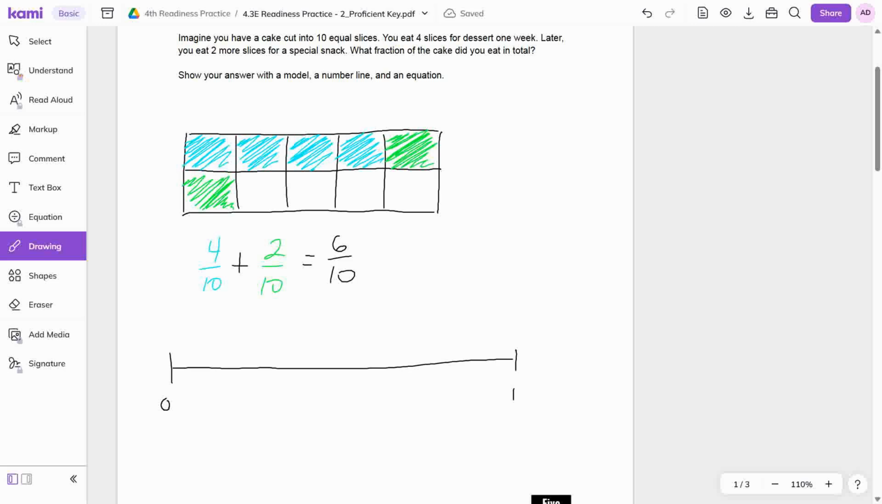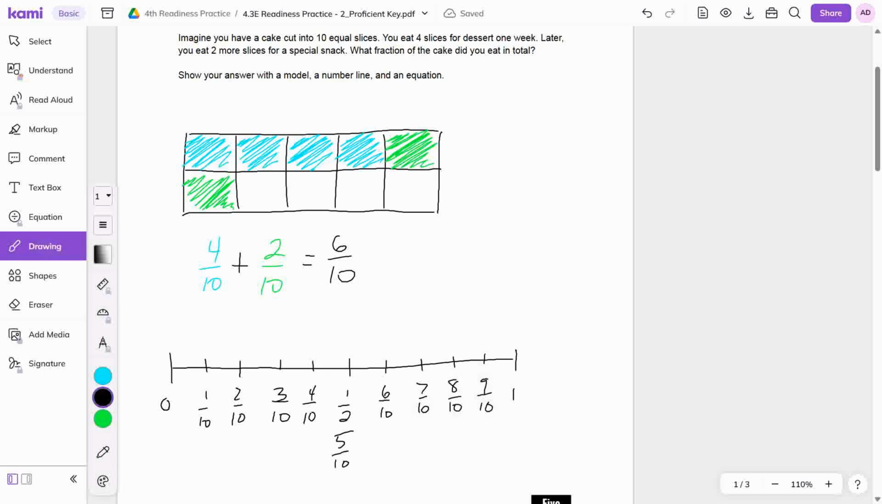I'm going to make that 0 and 1. So what I want to do is I want to make tenths. Now, tenths are kind of difficult, so what I'm going to do is make this half right here, and I'm going to just chop each half into fifths. I'm going to try my hardest to make them evenly spaced. So that's going to be 1/10, 2/10, 3/10, 4/10. My 1/2 is also 5/10 because 5 is half of 10. 6/10, 7/10, 8/10, 9/10, and then 10/10.